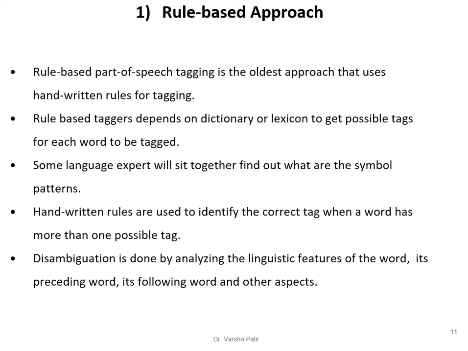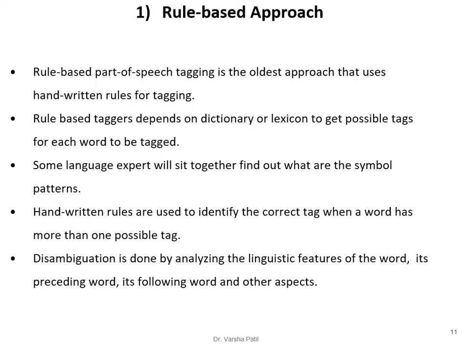Rule-based approach. Rule-based part of speech tagging is the oldest approach that uses handwritten rules for tagging. Rule-based taggers depend on a dictionary or lexicon to get the possible tags for each word to be tagged. That is one of the disadvantages, because it has to access the dictionary or lexicon every time. Some language experts sit together to find out what the symbol patterns are. That is very important, and by these rules it will check for that particular part of speech tag.